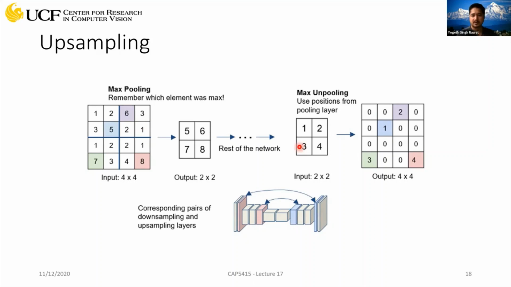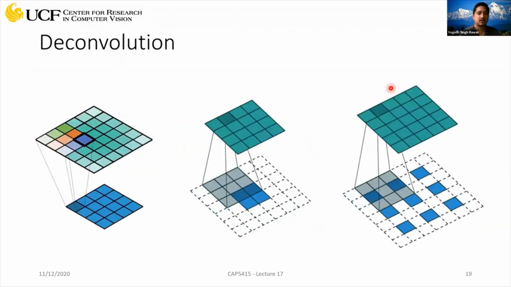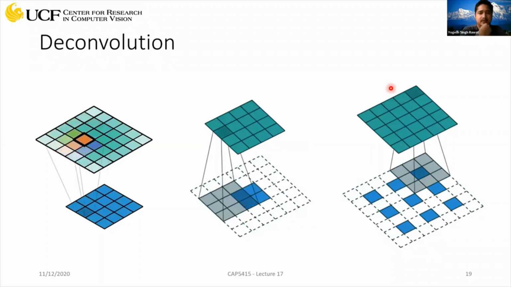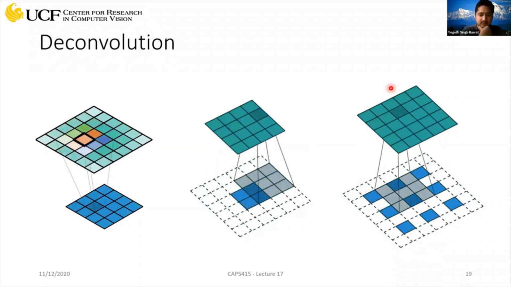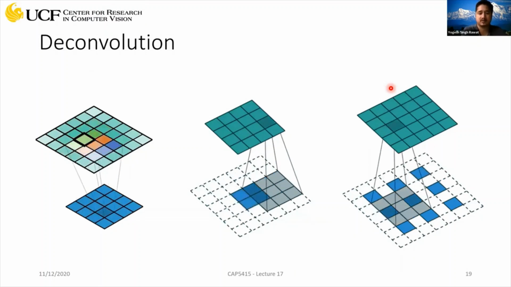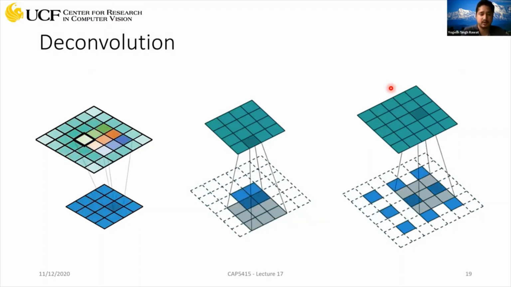So this is called max unpooling, and we'll talk about one network where we use this. Now, those are simple upsampling methods where you don't perform any kind of transformations. It's just propagating values, repeating values, or doing some kind of interpolation. So there's no learning involved.